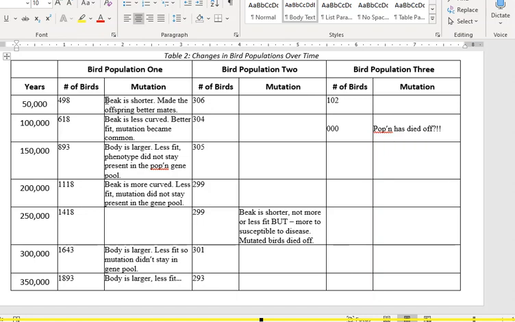Sometimes the mutation, for example, made the beak shorter, if you see here in the first 50,000, but it made the offspring better mates. So that would have stayed in the population. Sometimes it made the beak less curved, which made it better fit, and that made the mutation more common because it stuck around in the gene pool. Sometimes the mutation made the body larger, which would make it less fit, and so that phenotype didn't stick around in the gene pool. Sometimes the beak is more curved, which made it less fit. Less fit, didn't stay, body less fit.